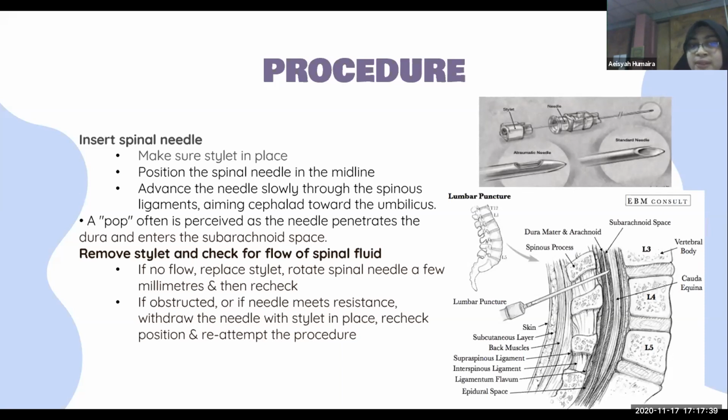Then after that, we remove the stylet occasionally to check for the flow of the spinal fluid. If there is no flow, we replace the stylet, rotate the spinal needle a few millimeters, and recheck again. And if it is obstructed, or if the needle meets resistance, we withdraw the needle with the stylet in place, recheck the position, and reattempt the procedure.